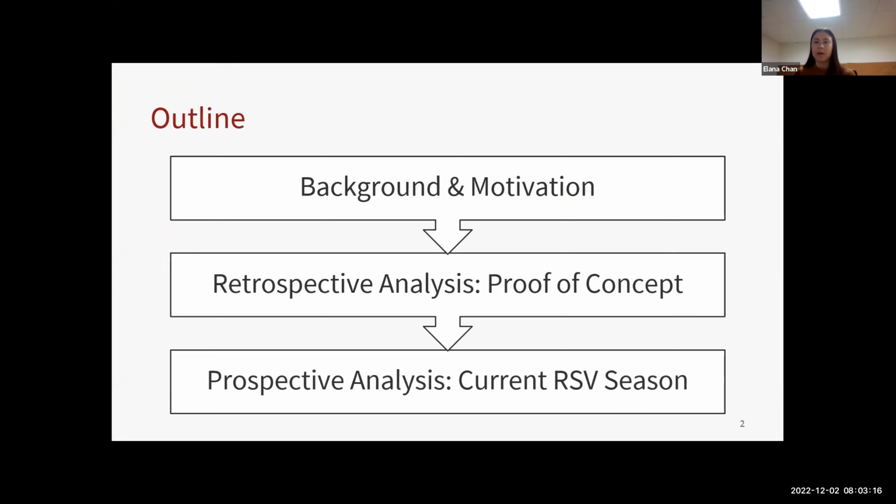The outline for my talk this morning is as follows. I'll begin with some background and motivation, starting with what RSV is and why we're interested in seeing if we can use wastewater-based epidemiology to monitor it. Then I will share the methods and results of a proof of concept study that was conducted to first assess whether or not we can use wastewater-based epidemiology to monitor RSV. And finally, I'll share how we're using wastewater-based epidemiology in real time to monitor the current RSV season.